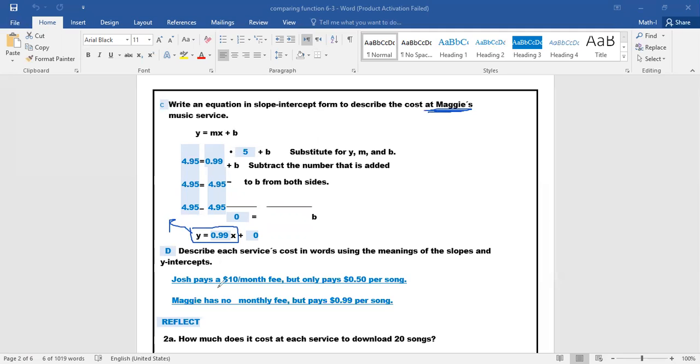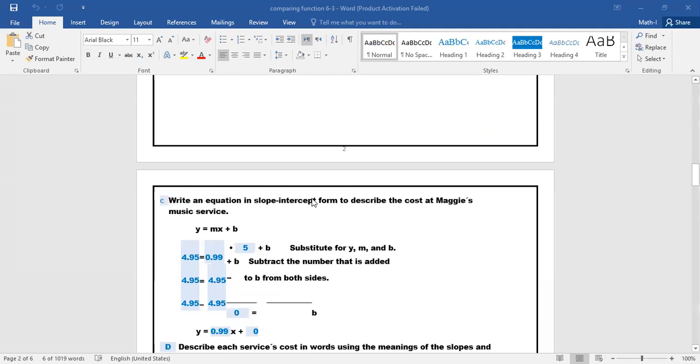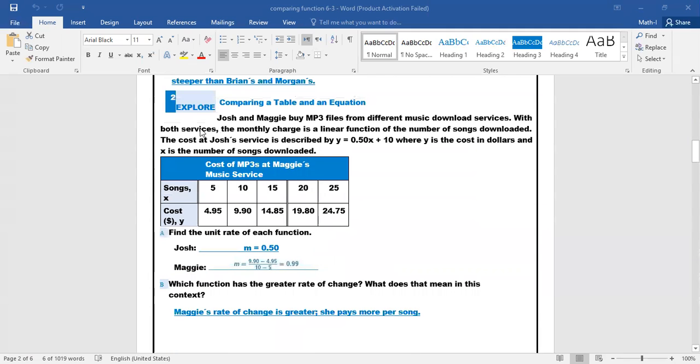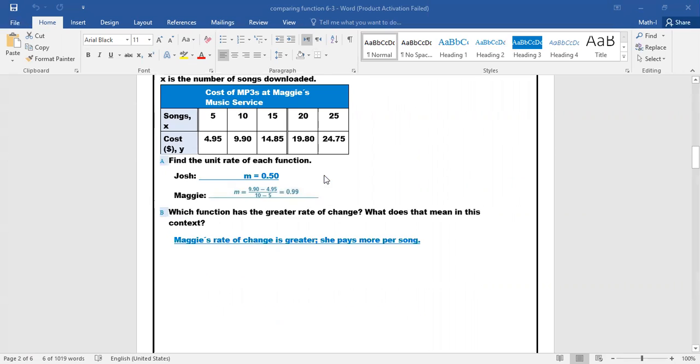Now we have Maggie's, and the first name was who? We were talking about who? Wake up. Josh, yes, and Maggie. Josh was 0.50x plus 10. Could you please compare between the two?